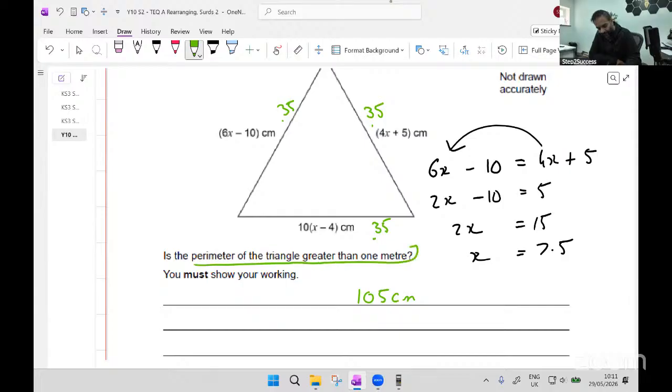Is the perimeter greater than 1 meter? Yes, because 1 meter is 100 centimeters. So it's 105. And that is how you do that.